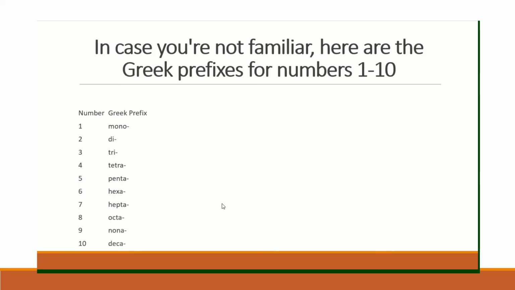In case you're not familiar, here are the Greek prefixes from number 1 till 10. 1 is mono, 2 di, 3 tri, 4 tetra, 5 penta, 6 hexa, 7 hepta, 8 octa, 9 nona, 10 deca.